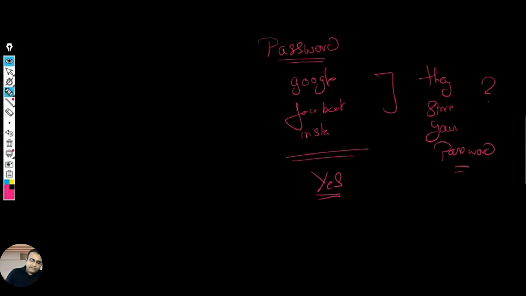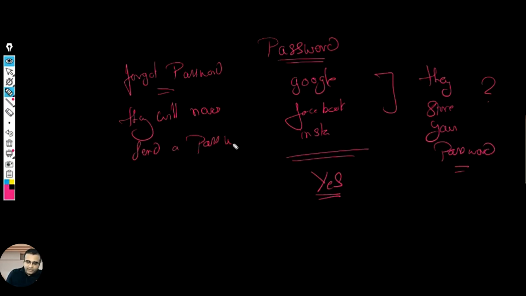But then why is it that whenever you click forgot password, they will never send you your password? They will always ask you to reset the password, but they will never send your old password. It would be much easier, right? Instead of getting a reset link, they could just send me the password, which is the same thing. Why does it not happen like that?